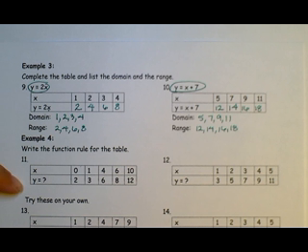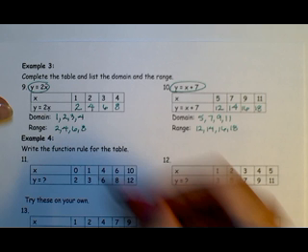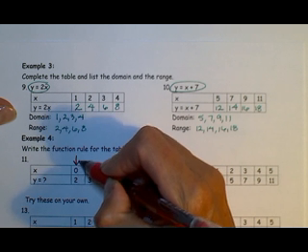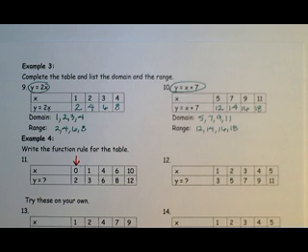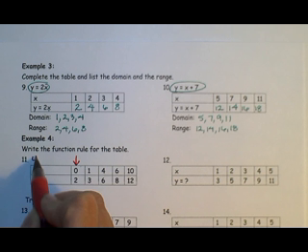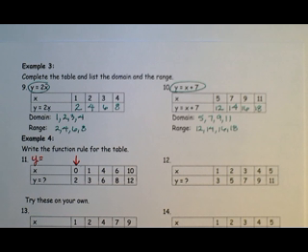We're going to write a rule. We're going to write the function rule for this table. So we want to look at the first column, 0 and 2. Now, we know that we're going to write our function rule in this form, y equals something, but we need to figure out what we're doing to x in order to get to y.